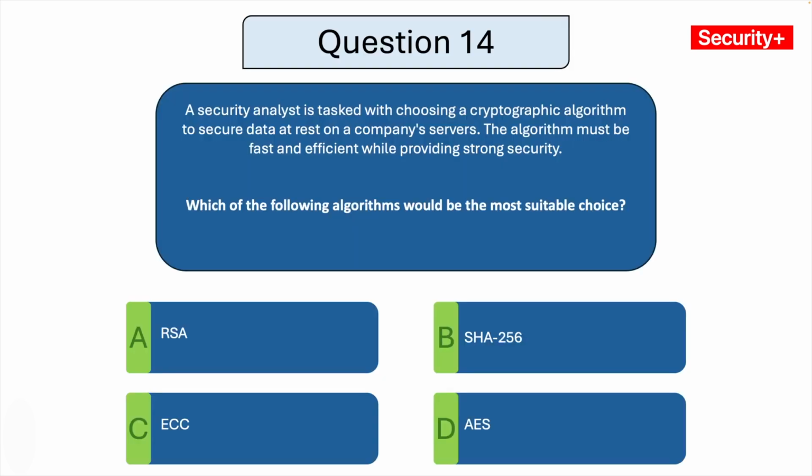Question 14. A security analyst is tasked with choosing a cryptographic algorithm to secure data at rest on a company's servers. The algorithm must be fast and efficient while providing strong security. Which of the following algorithms would be the most suitable choice? A, RSA, B, SHA-256, C, ECC, or D, AES?